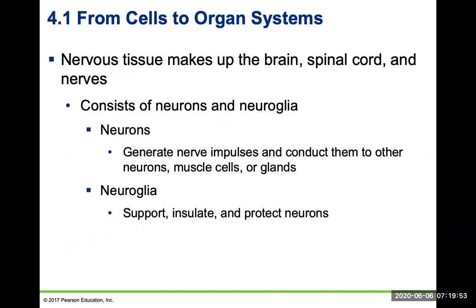Nervous tissue makes up the brain, the spinal cord, and nerves. It consists of neurons and neuroglia. Neurons are the nerve cells themselves that generate nerve impulses and conduct them to other neurons, muscle cells, or glands. And neuroglia support, insulate, and protect neurons.